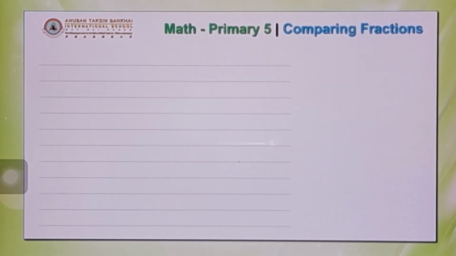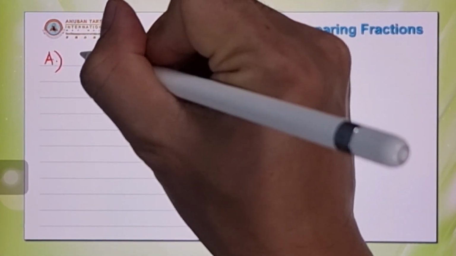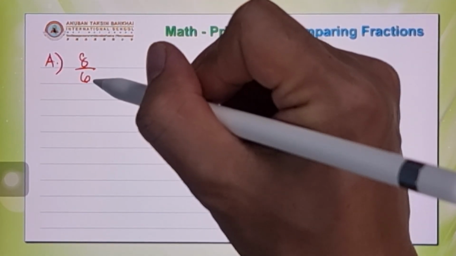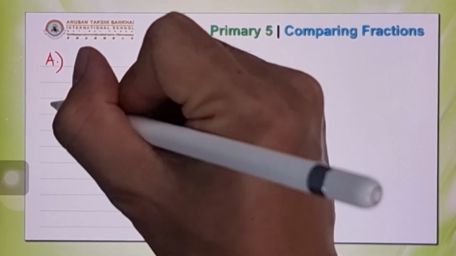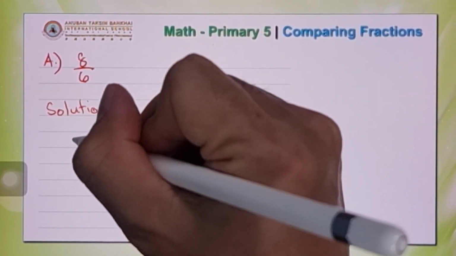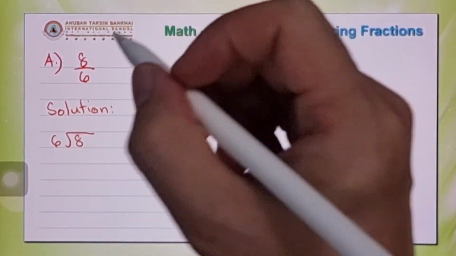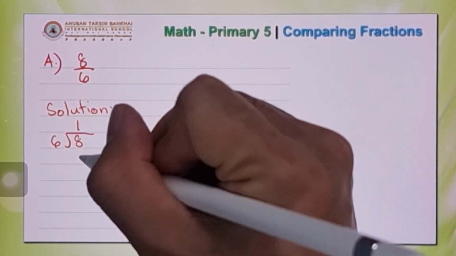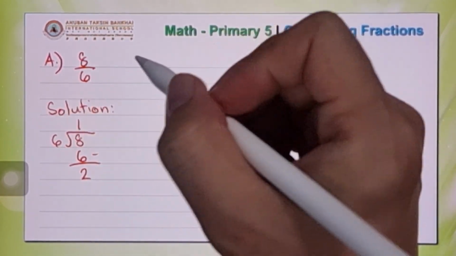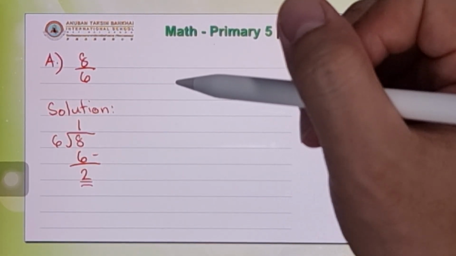So now let's answer our worksheet number 3. First we have letter A, 8 over 6. Again, the numerator is big, the denominator is small. So let's write our solution. That would be 8 divided by 6. 8 divided by 6 is 1. 1 times 6 would be 6. Let's subtract. 8 minus 6, we have 2. Since we cannot divide 2 by 6, this would be our remainder.